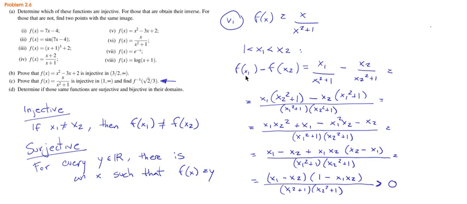So that means that this function is decreasing. f of x1 is going to be greater than f of x2, no matter which values you have, as long as this condition is met. So that means that this function is really injective in this domain 1 to infinity.